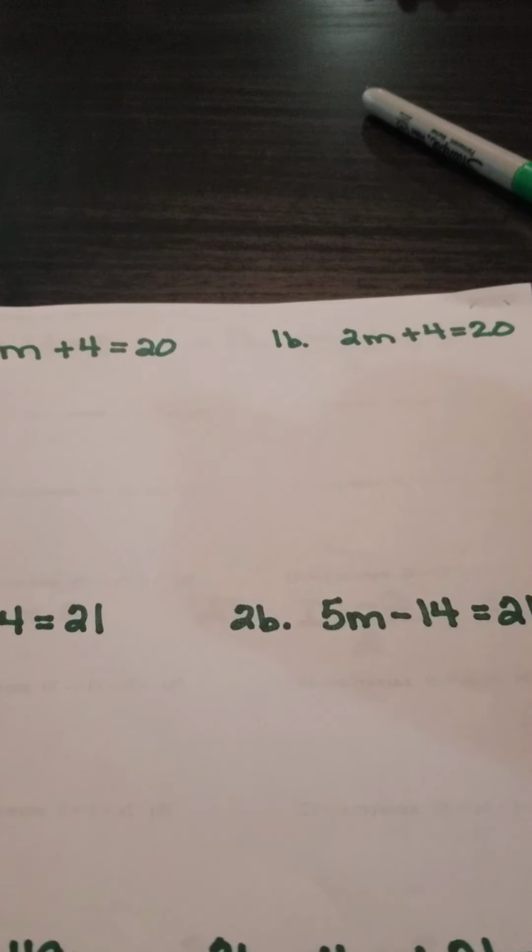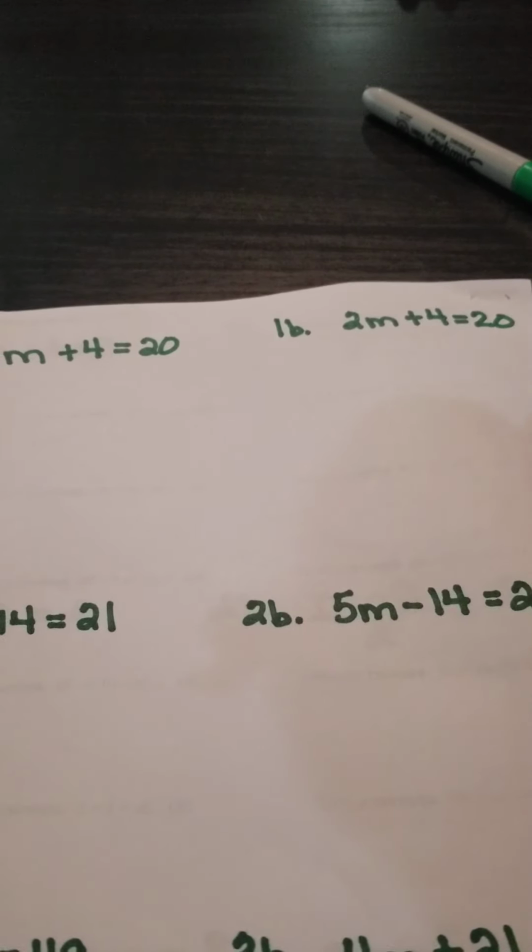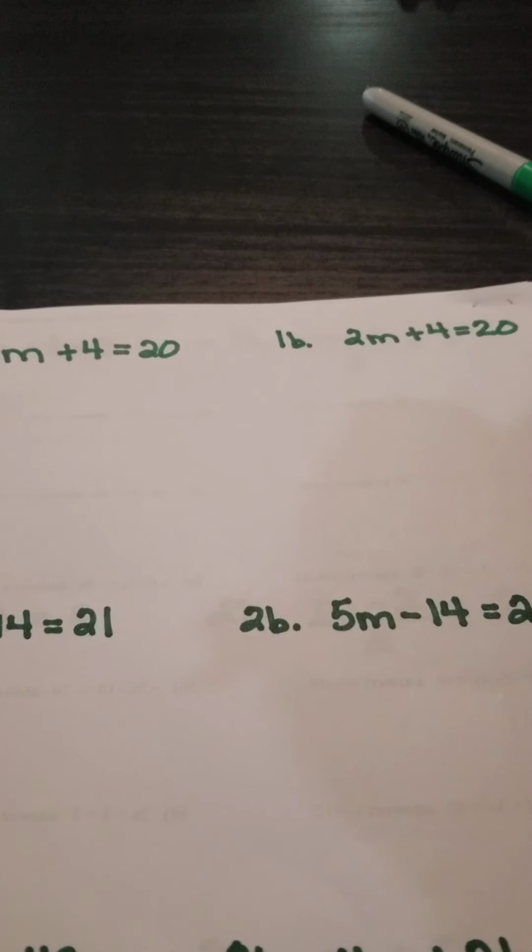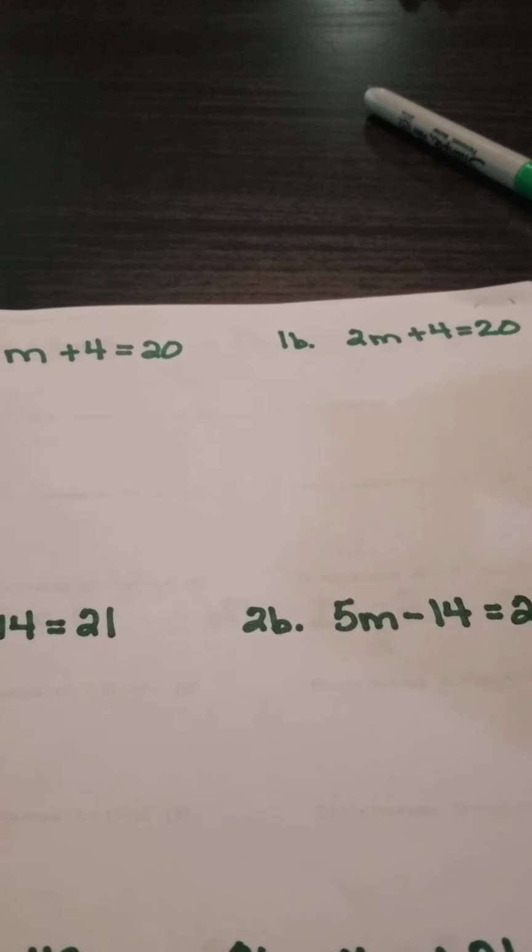So for this section, we're going to start with addition or subtraction. We're going to do the opposite of that. That'll be the first step. We'll be adding or subtracting. The second step will be division. So remember, the first step we're going to do is add or subtract, and the second step will be division.